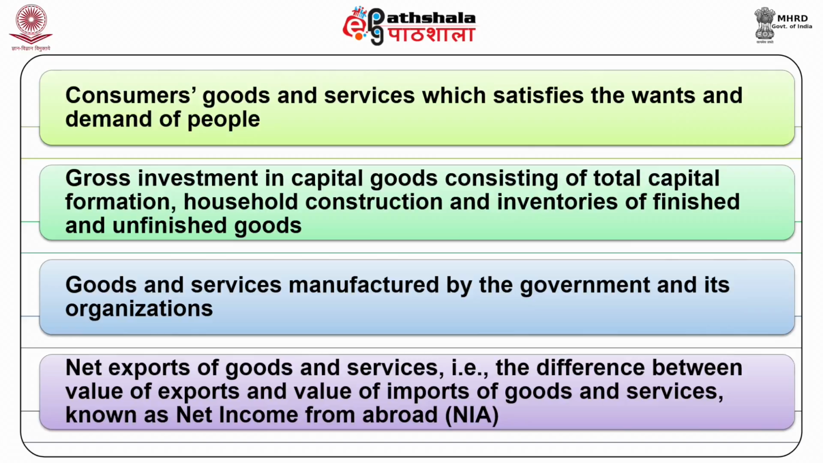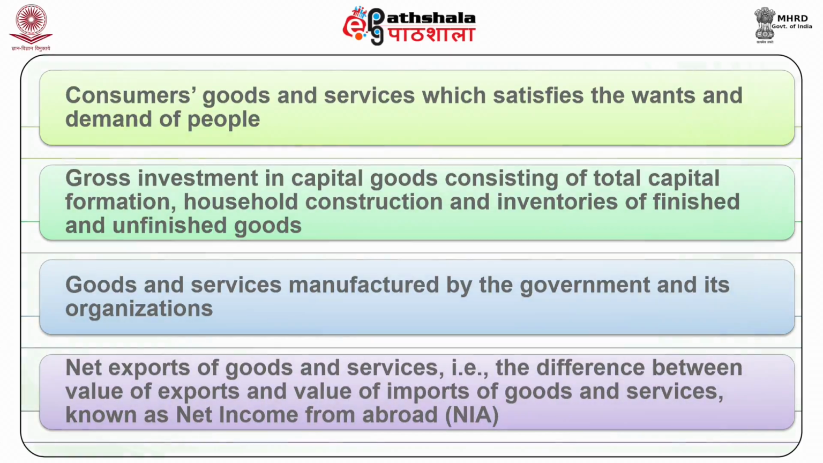Third, goods and services manufactured by the government and its organizations. Fourth, net exports of goods and services, that is, the difference between the value of exports and the value of imports of goods and services, known as net income from abroad.